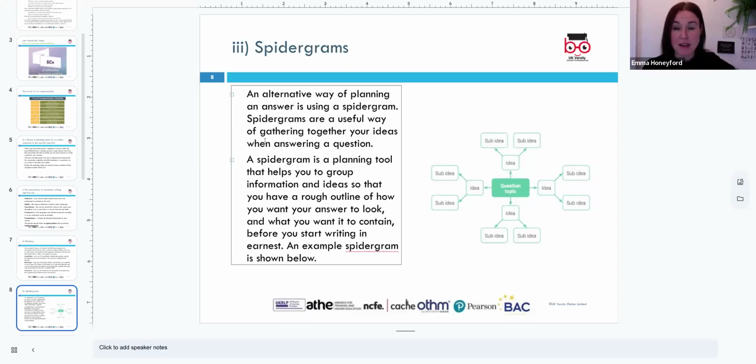A spidergram is a planning tool. So remember, it's a planning tool. This is just a way to plan that helps you to group information and ideas so that you have a rough outline of how you want your answer to look and what you want it to contain before you start to write. So this is a great example here.